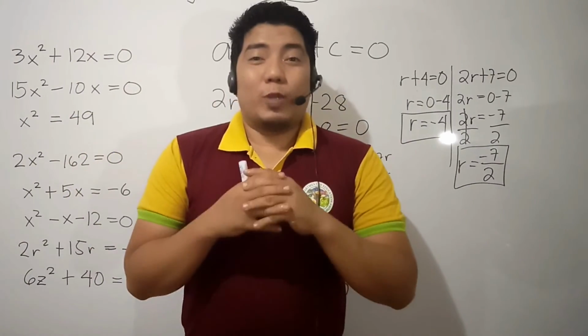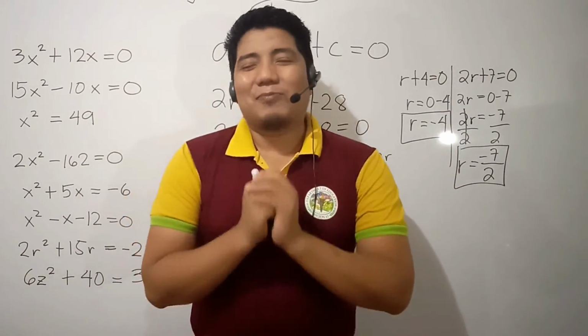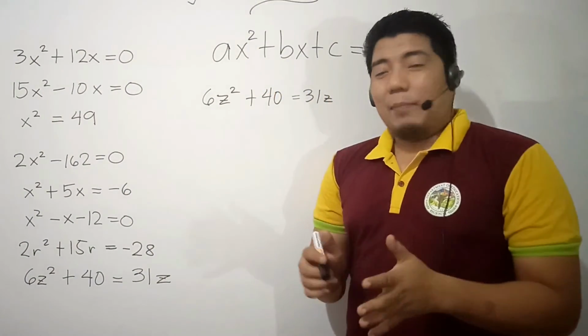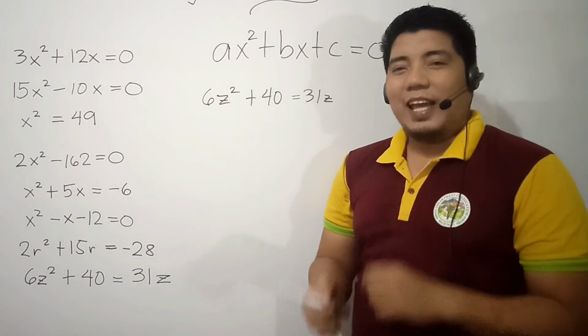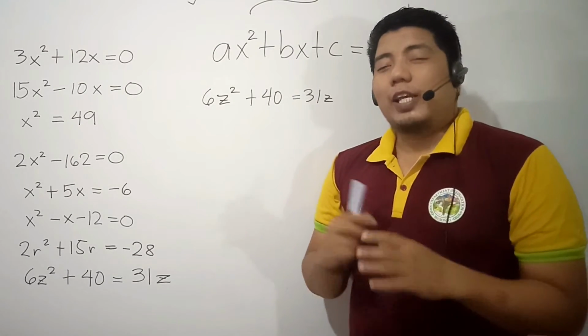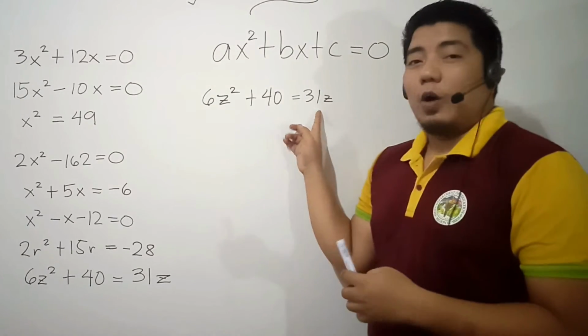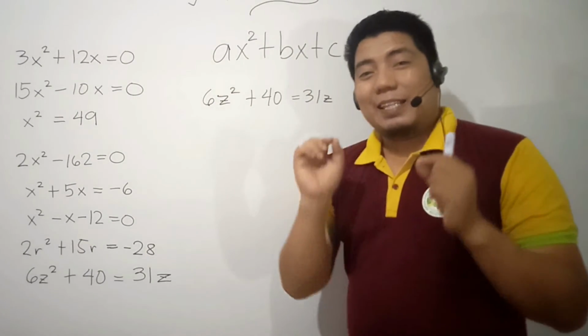Okay, so that's very easy, right? With constant effort of practicing, you will master this kind of method. Now, let's go to the final example. For our final example, we have 6z squared plus 40 is equal to 31z. Step 1, we will arrange our equation into standard form. This is our linear term. So when this is transposed, it should be in the middle.